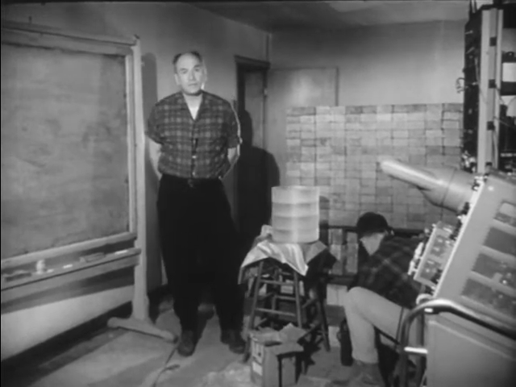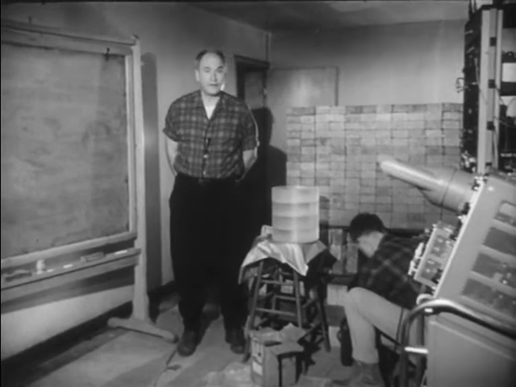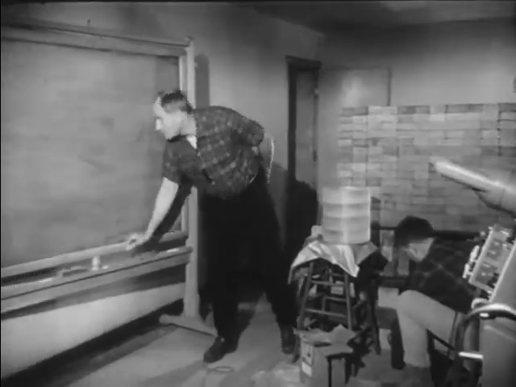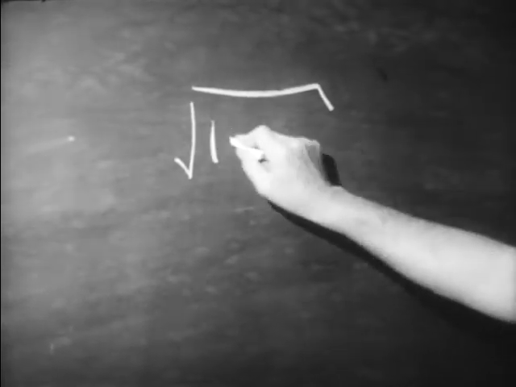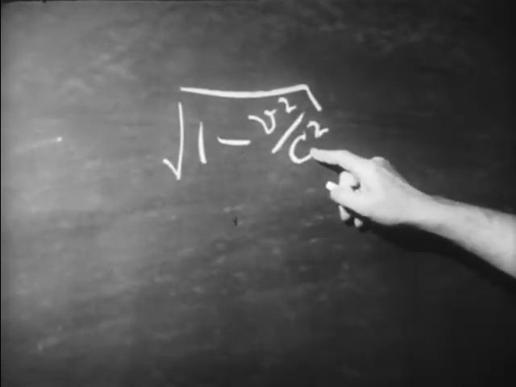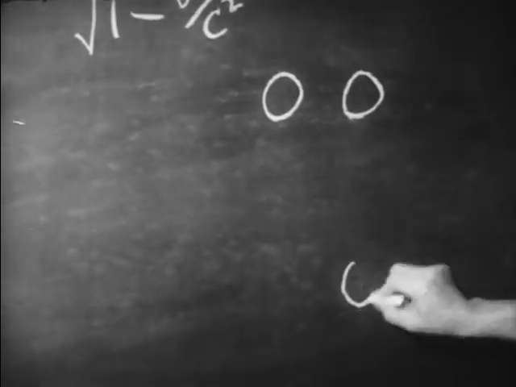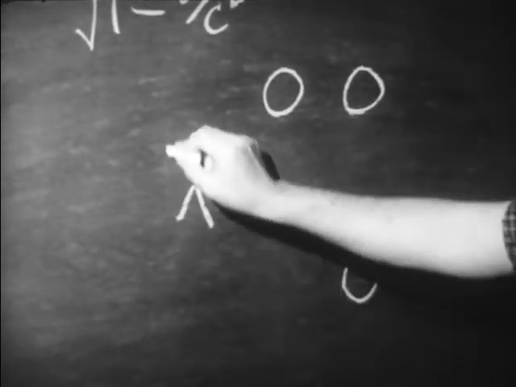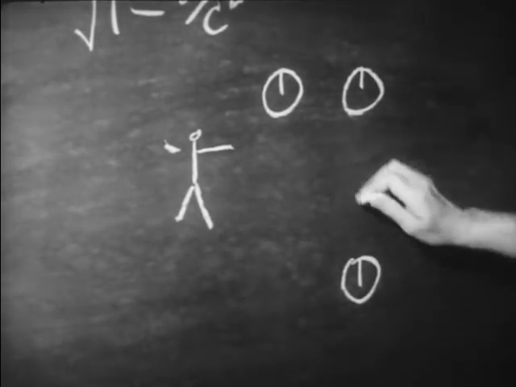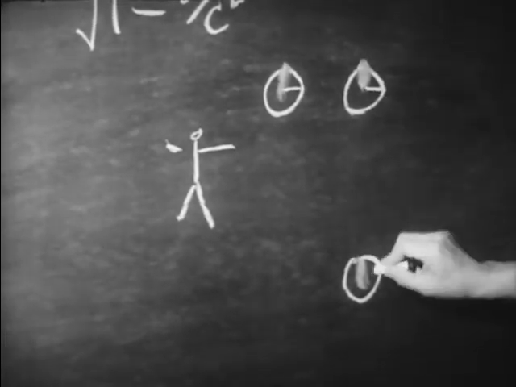One of the most startling predictions of the theory of special relativity is that moving clocks run slow by a factor of the square root of 1 minus v squared over c squared, where v is the speed of the clock relative to the observer, and c is the speed of light. For example, if we had three identical clocks at rest with respect to an observer, and at one moment they read the same, then of course we expect at a somewhat later time they will all read the same again.